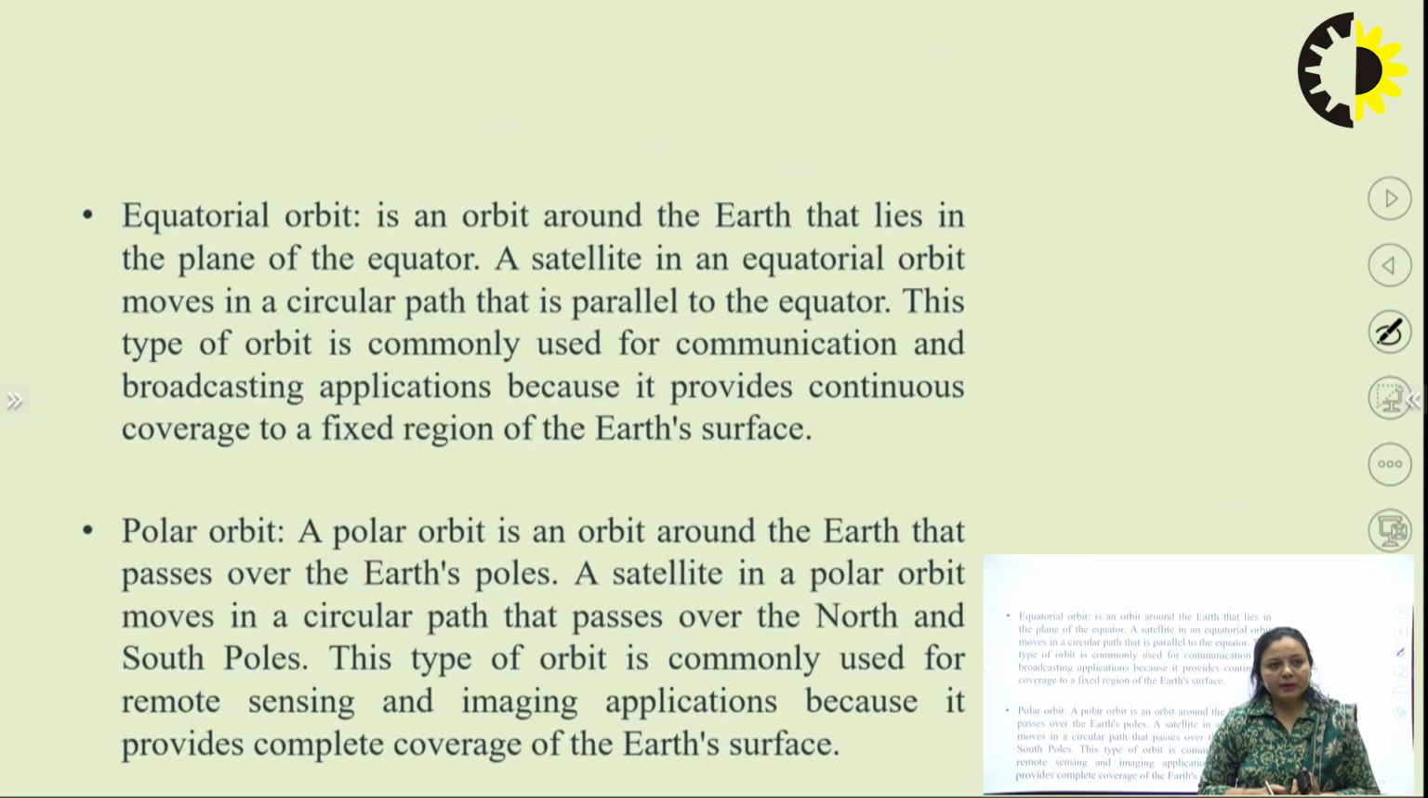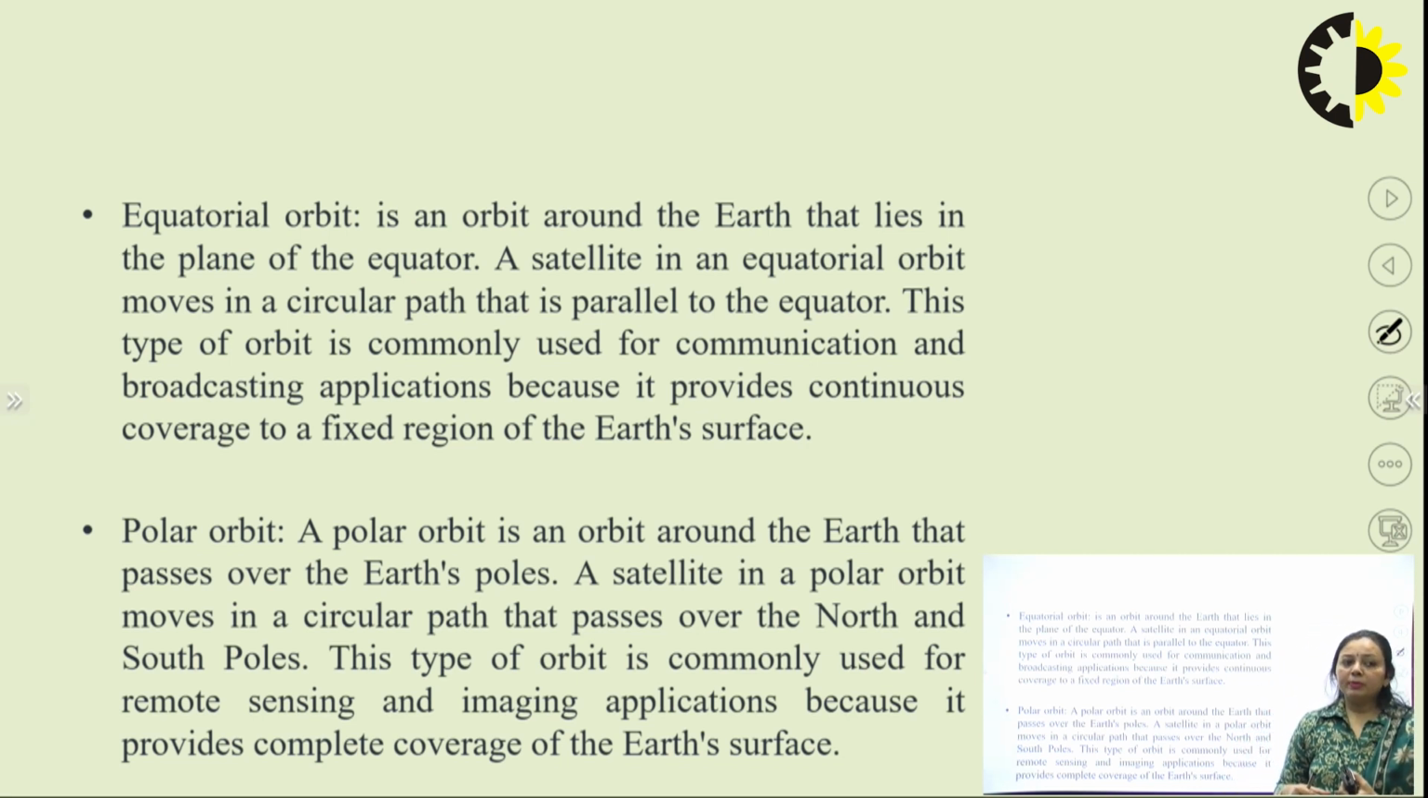So, equatorial orbit is an orbit around the Earth that lies in the plane of the equator. The satellite moves in a circular path which is parallel to the equator. It is commonly used for communication and broadcasting applications because it provides continuous coverage to a fixed area. So, it is rotating parallel to the equator, and it provides continuous coverage.